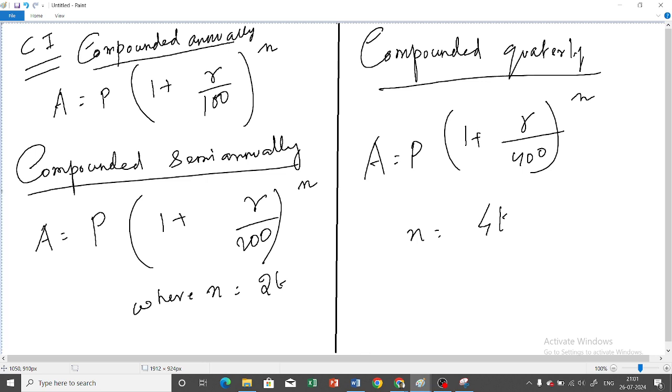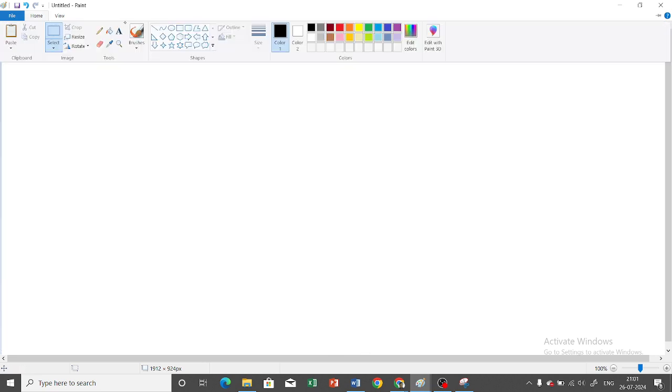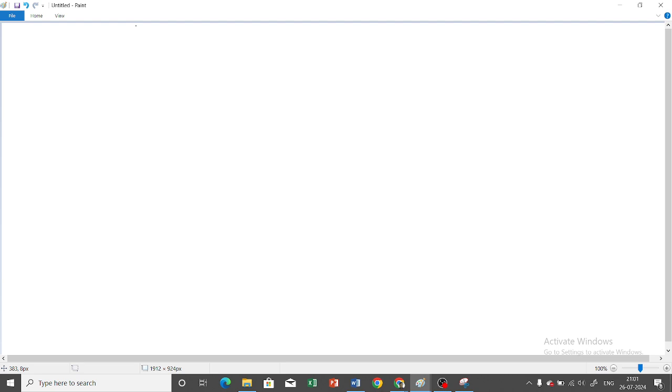Now I have told you to revise growth and depreciation, which we have done in percentage, but the actual application is over here in simple interest and compound interest. So there were two formulas for growth. It was A equals to, what was the formula, Shitama?